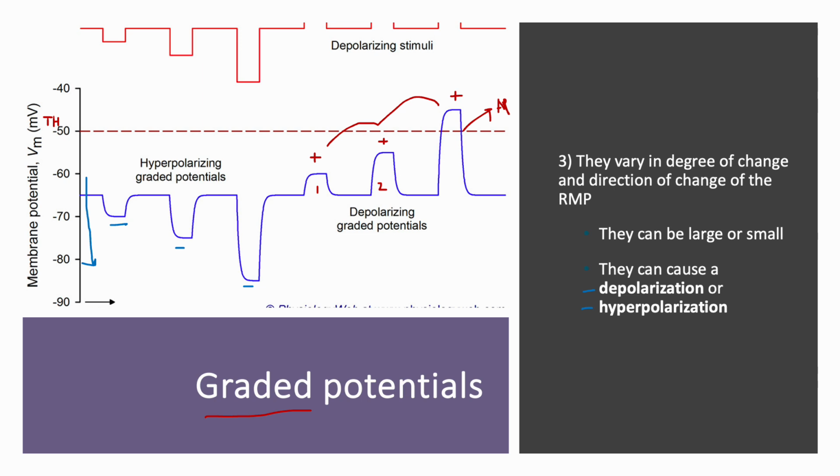And it's actually going to be the summation of all these events, all these graded potentials at the trigger zone or axon hillock that are going to determine whether we have action potential or not.